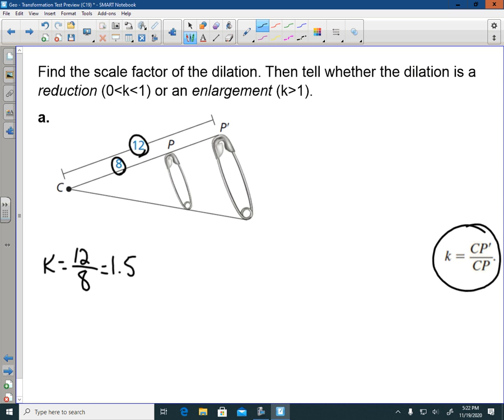And then, if we want to tell whether the dilation is a reduction or an enlargement, we just need to look at the value of k. Well, notice that k is not between 0 and 1. It's definitely bigger than 1. And so this is an enlargement. Now you could probably tell that just by looking at how this went with those little safety pins, but that's how you can tell if you don't have the picture. If your dilation is between 0 and 1, it's a reduction. If it's bigger than 1, it's an enlargement.